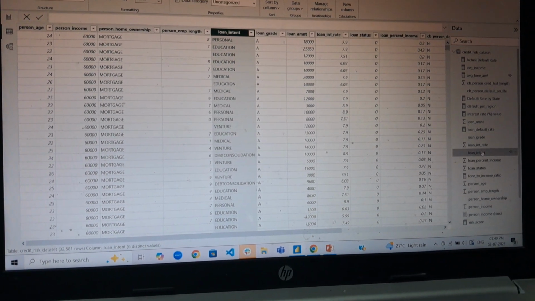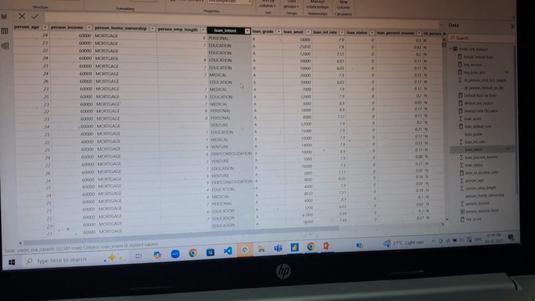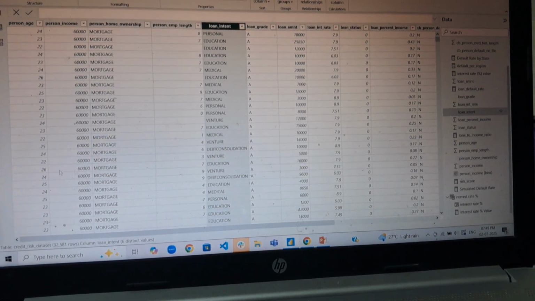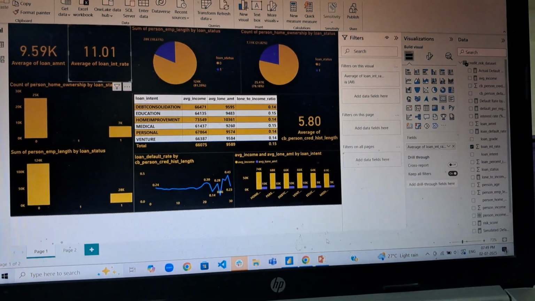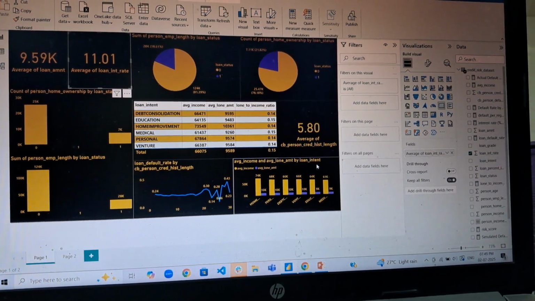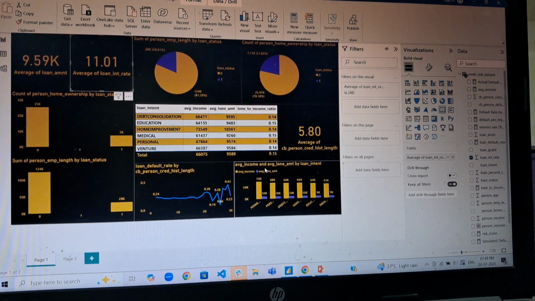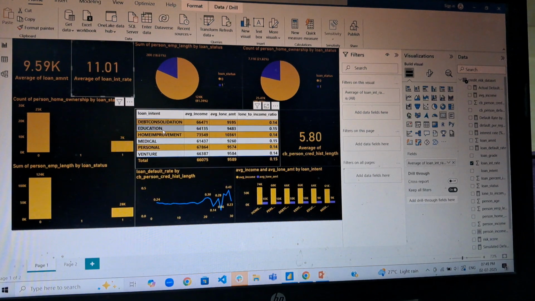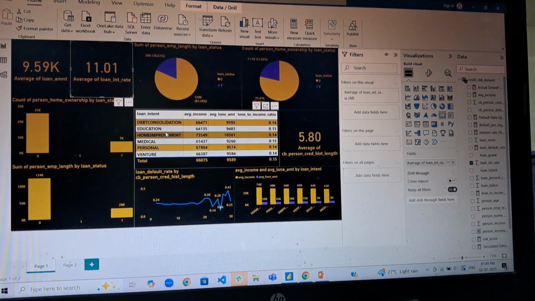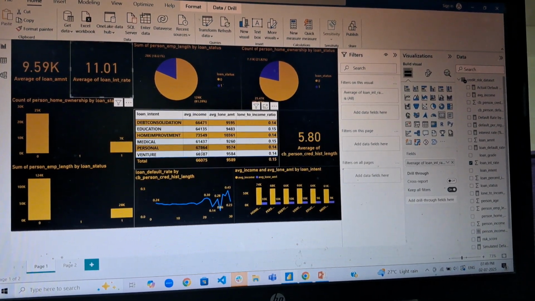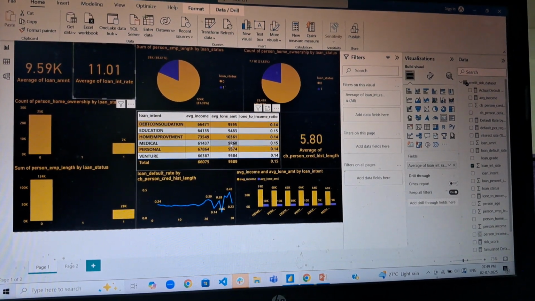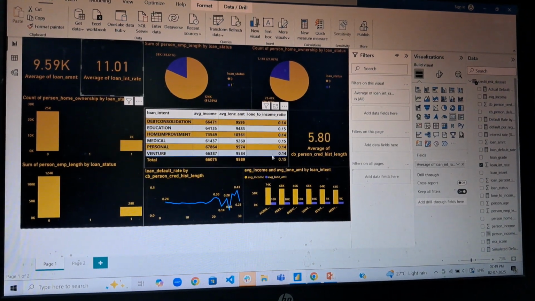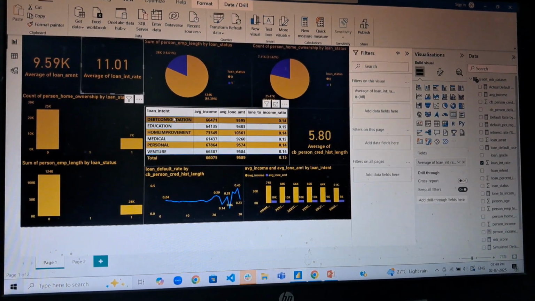Here we have the loan intent column. There are so many categories in the loan intent. We have plotted the clustered chart for average income and average loan amount by loan intent. There are 6 loan intents over there. These are the average income and the average loan amount of the respective loan intents, and these are the loan to income ratios for each respective loan intent.